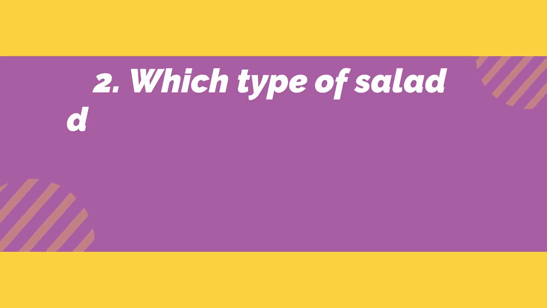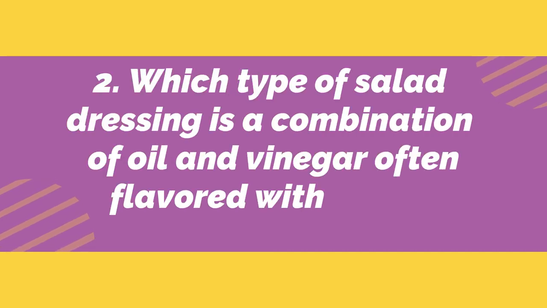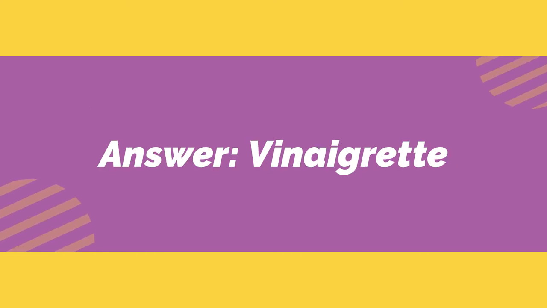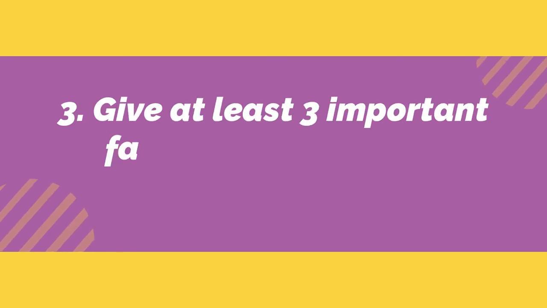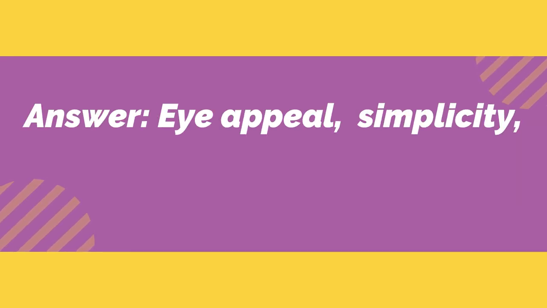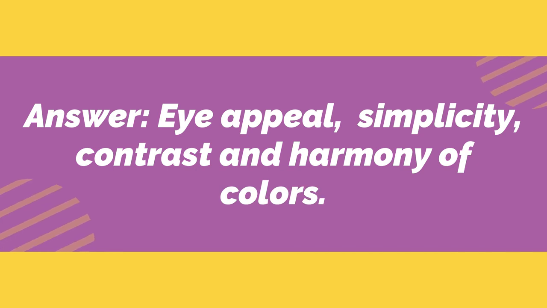Number 2. Which type of salad dressing is a combination of oil and vinegar, often flavored with herbs? The correct answer is vinaigrette. Number 3. Give at least 3 important factors to consider in salad preparation. The correct answer: eye appeal, simplicity, contrast, harmony, and color.